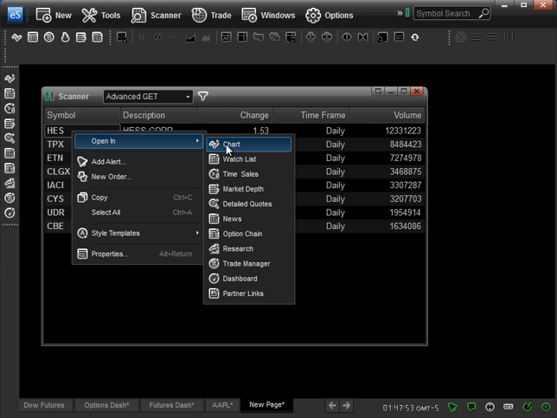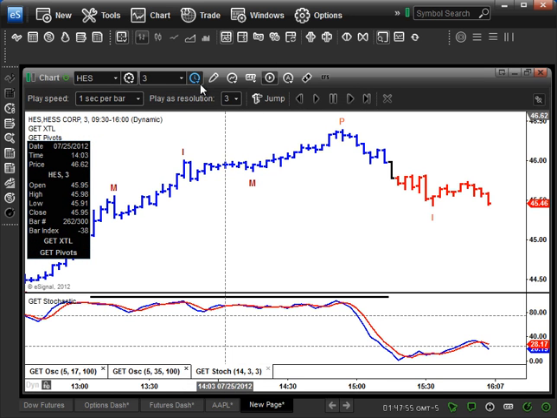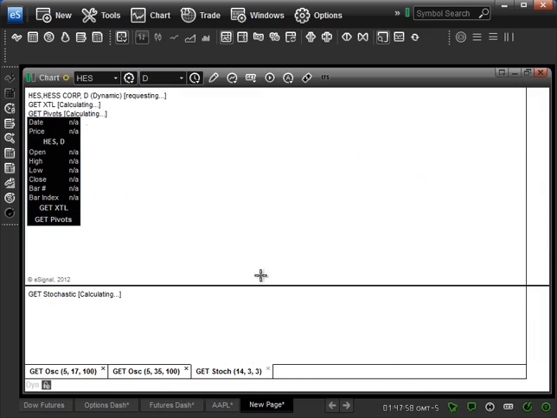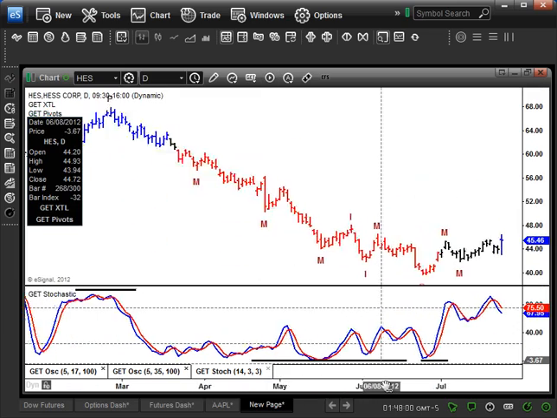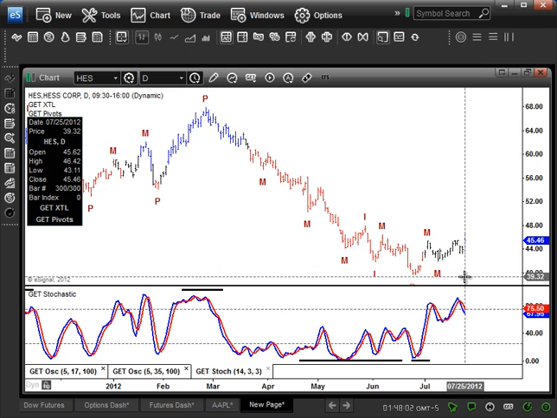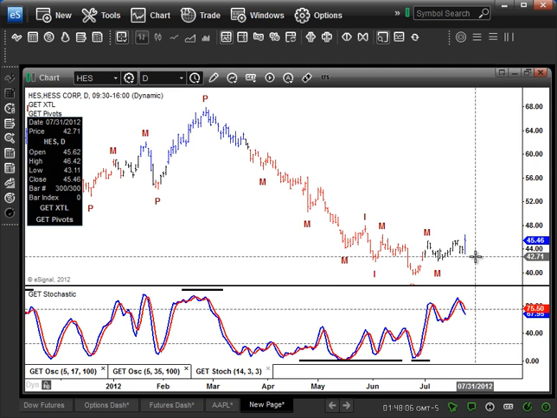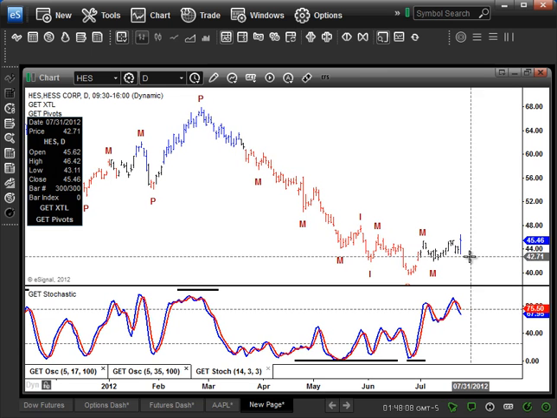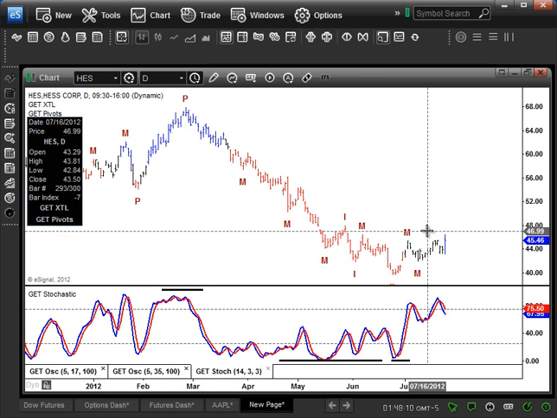I'll open that in a new chart. And here is Hess. Let me change it to a daily chart just so we can see what we're looking at here. All right, so Hess, as of today, July 25th, has a blue bar. That's a blue breakout bar. But take a look at the underlying pattern of Hess.